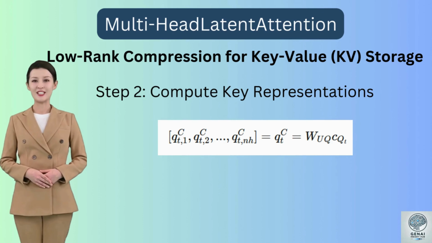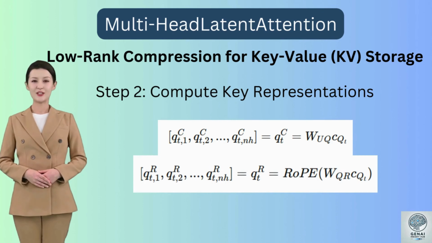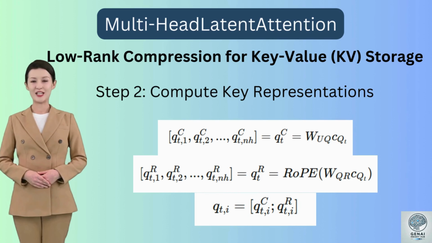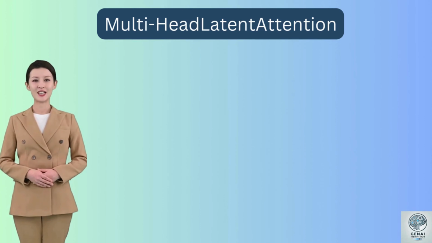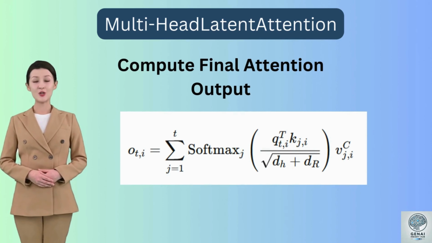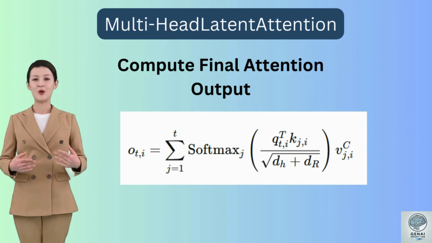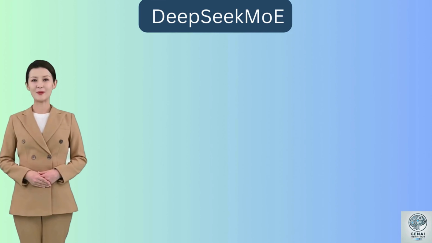Additionally, a decoupled positional key is computed using rotary positional embedding (RoPE). Finally, the total key vector used in attention computation is the concatenation of the compressed key and the positional key. Step 3. Compute value representations. Values are processed in a similar way using an up projection matrix. Compute final attention output. The final attention scores are computed using the softmax operation on the scaled dot product between queries and keys.